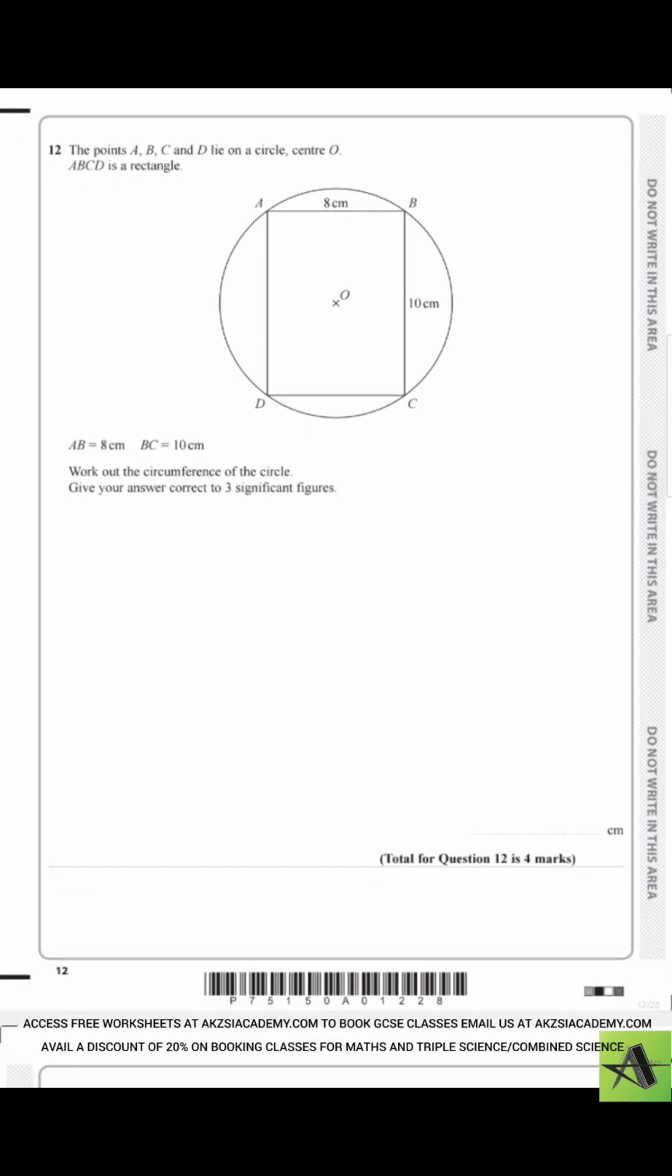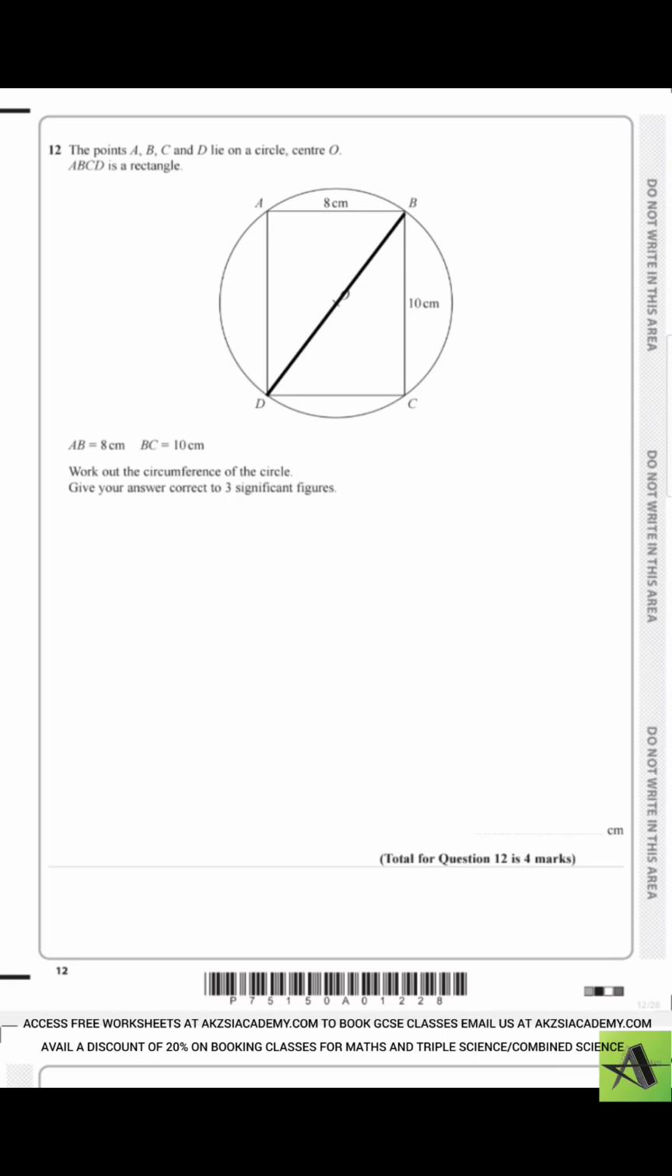Now the points A, B, C and D lie on a circle with center O. ABCD is a rectangle. AB is given as 8 centimeters and BC is given as 10 centimeters. Work out the circumference of the circle. See, to calculate the circumference, I should know the radius, and what's the radius here? Radius is this. So this is basically the diameter. If I'm able to calculate it, the radius would be half of it.